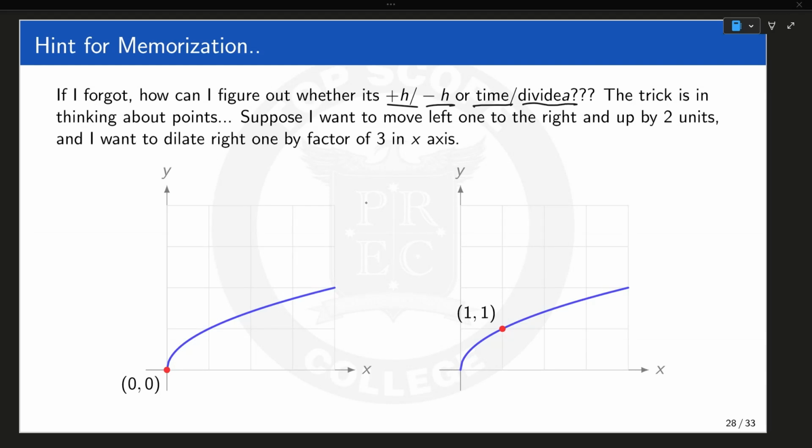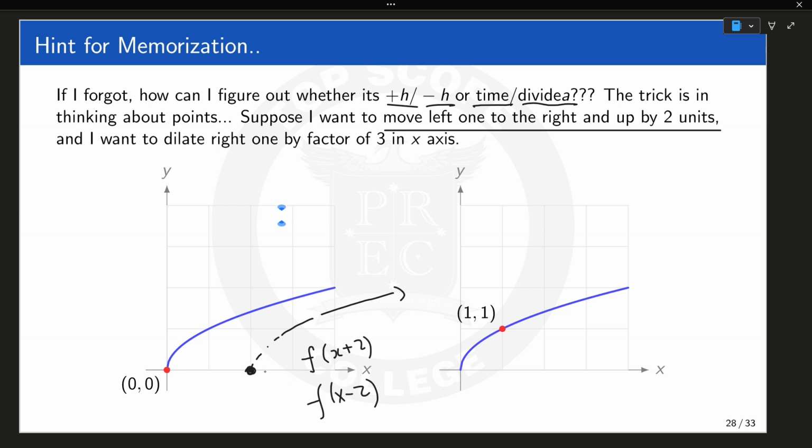Next up, let's think graphically. First of all, if I forgot the previous formulas, whether it's plus h or minus h, times or divided by the factor, how can I figure that out? Well, the trick is to think about points. Suppose I want to move the left function to the right and up by 2 units. How can I do it? In particular, if I move it to the right first, do I get f(x + 2) or f(x - 2)?